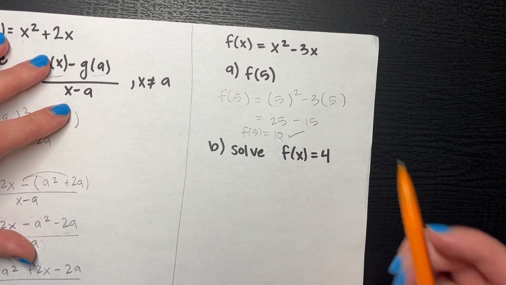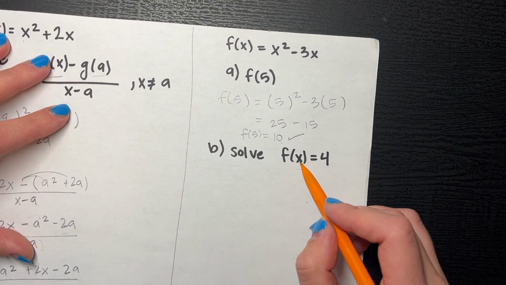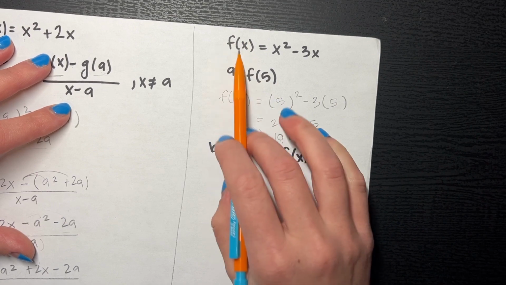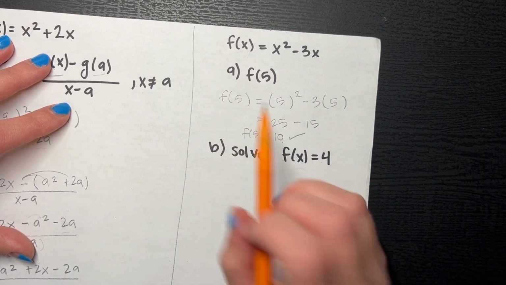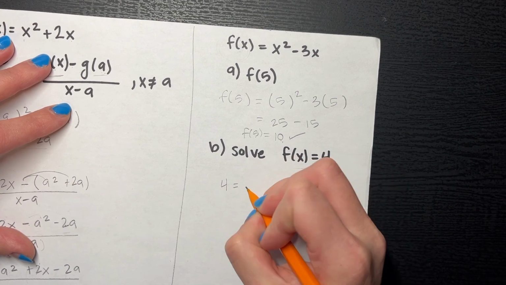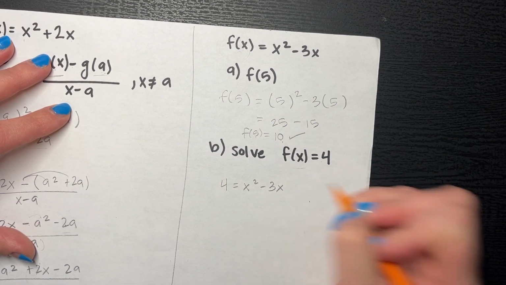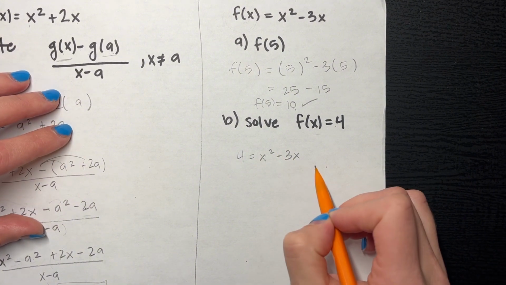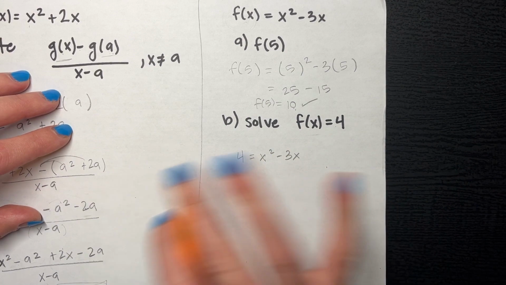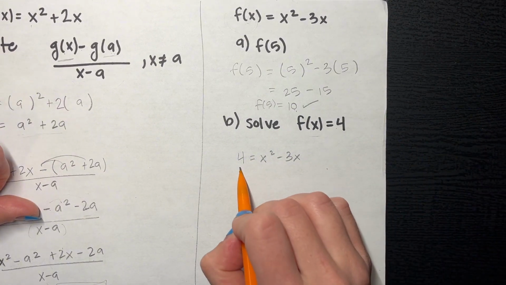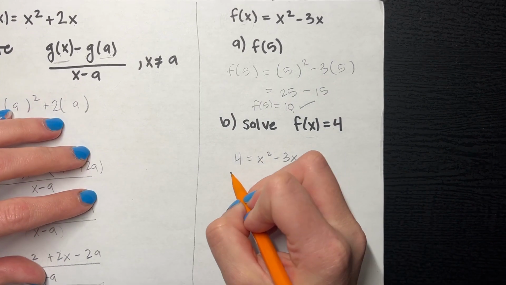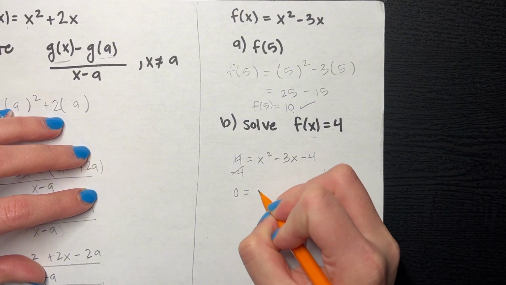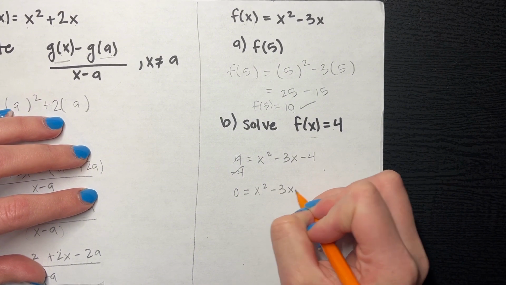Okay, so this is a little bit different. We're not plugging in anything for x, we're trying to figure out what x is. So if f of x equals 4, then we're going to replace f of x with 4. So 4 is equal to x squared minus 3x. When it comes to these polynomials where we've got an x squared, let's get all the terms on the right side, so we're only left with 0, and that'll make it a lot easier to solve for. So going to subtract 4 over, and we have 0 equals x squared minus 3x minus 4.